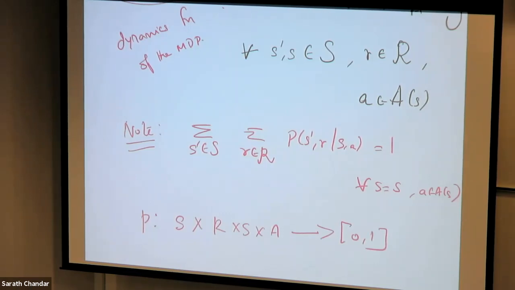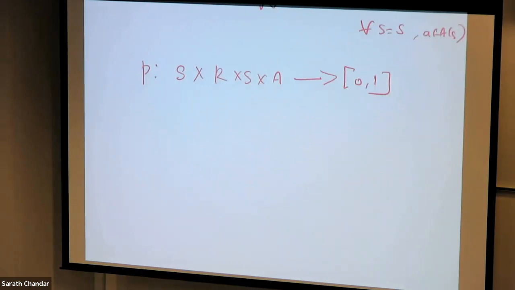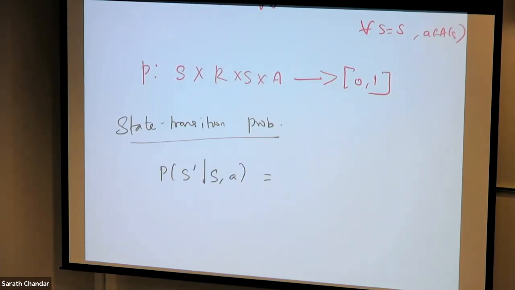Now if you have access to this dynamics function, you can do a lot of things, as I said. For example, you could compute the state transition probability, which answers questions like, what is the probability that I would go to S' given my current state and action are this? How would you compute this? All you have to do is take probability of S', R given S, A and sum out the R. For all possible rewards, you compute this and then you get P of S' given S comma A.